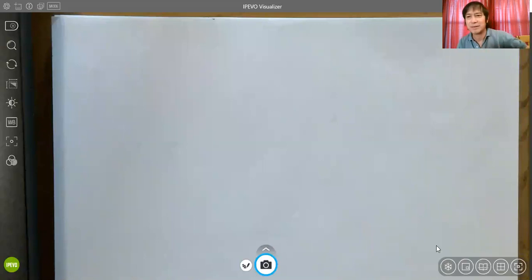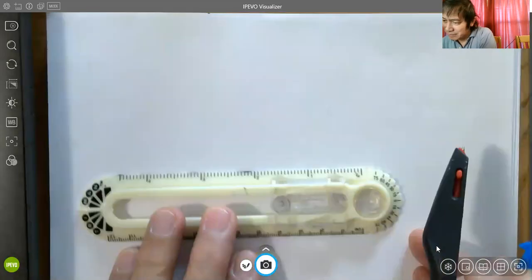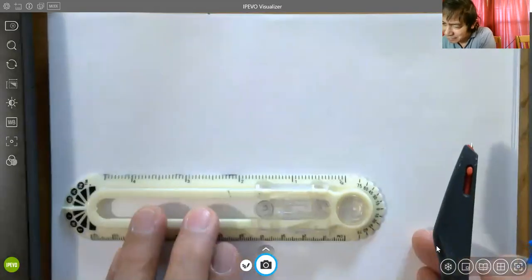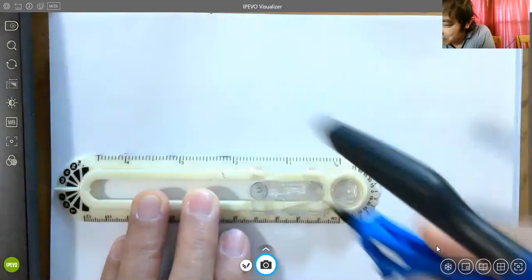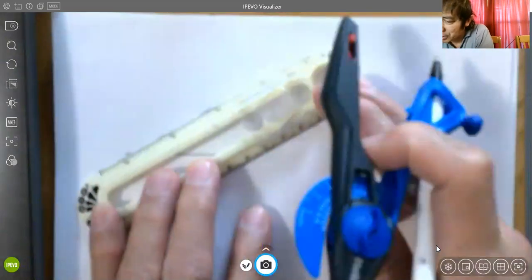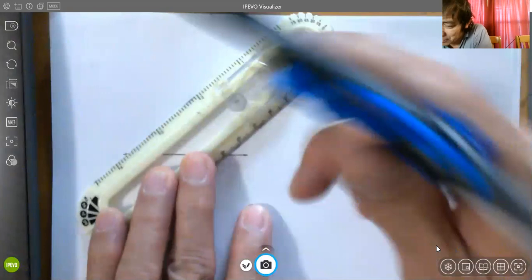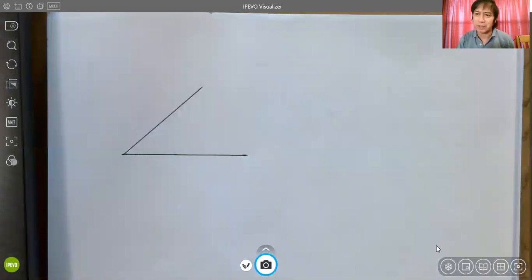Angles. We shall draw an angle and copy it. Okay, so let's start with the initial side. Let's draw the terminal side over here. Okay, so we're going to copy this angle, or in other words, we're going to duplicate this. Here we're going to duplicate this.